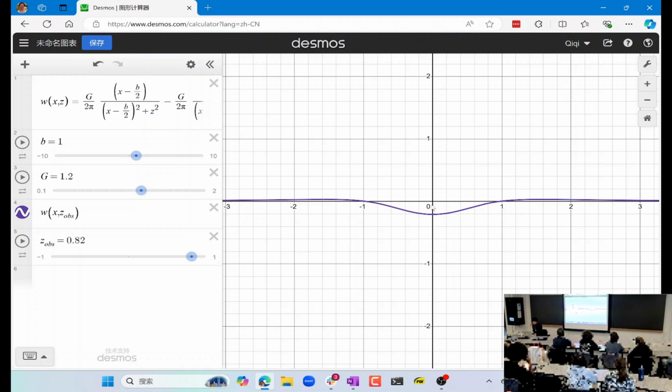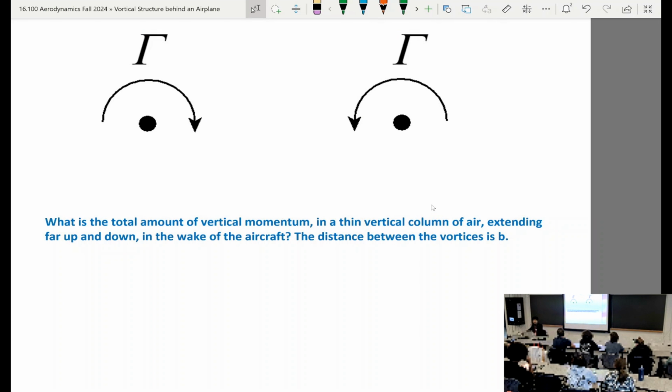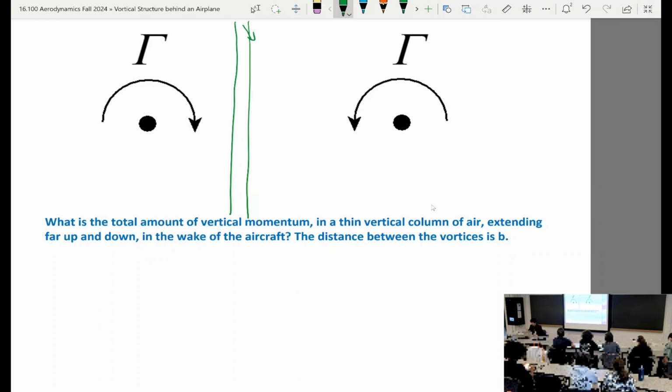All right. So is it clear what we need to do here? We're looking at a vertical column, and the velocity here might be smaller. So we are only looking at the y velocity, right? If we only look at y velocity, the velocity is smaller, bigger, bigger, bigger, and smaller again. So we have to sum up all the vertical momentum in this column.